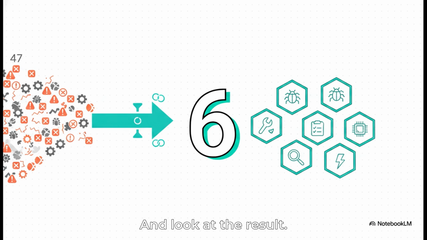And look at the result. It is just so satisfying. Those 47 noisy issues are immediately collapsed down to just 6. The noise is gone. The team can now instantly see the real scope of the problem and actually focus on fixing the bug instead of just clicking through a flooded inbox. That right there is the power of smart grouping.